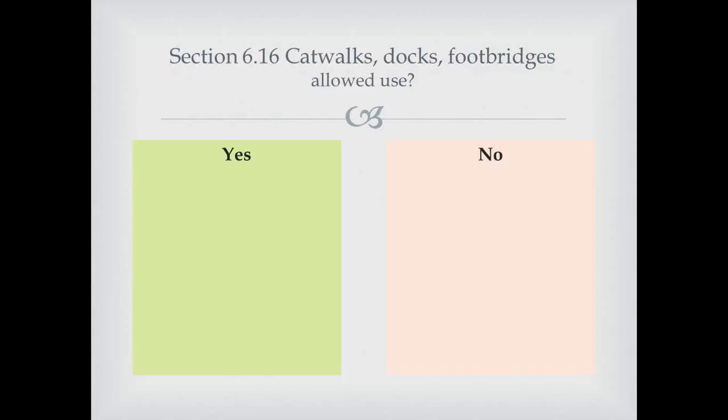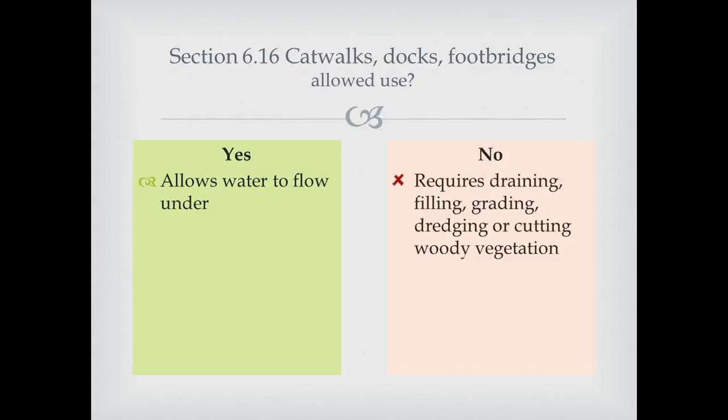Section 6.16, catwalks, docks, footbridges, basically low impact activities like trails. These are often co-located in areas that are used for silviculture, for forestry, and these types of structures are also considered an allowed use. So you can construct these as long as they allow water to flow under and through. But anything that requires those magical activities may require permits from our office.